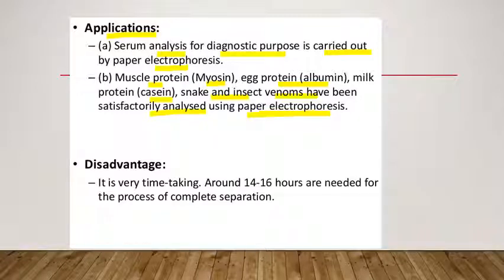What is the disadvantage of this paper electrophoresis? It is a very time-taking technique. Around 14 to 16 hours are needed for the complete separation. So it is the biggest disadvantage of paper electrophoresis. It is a very time-consuming method for the separation of various molecules.